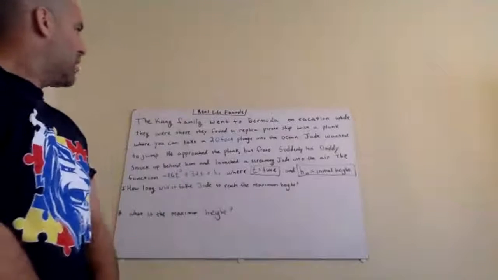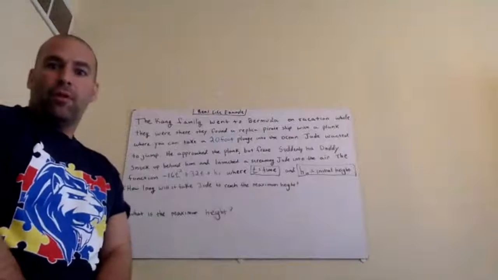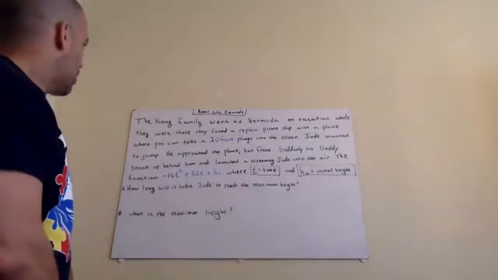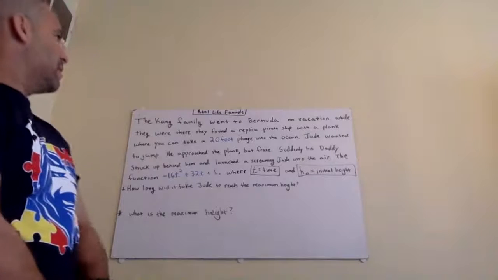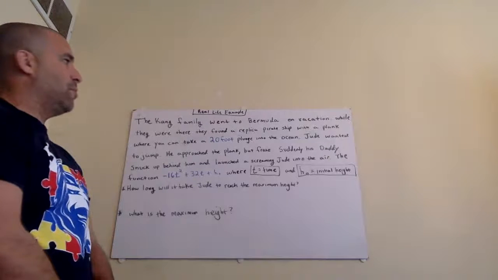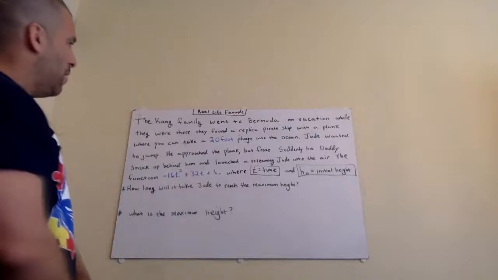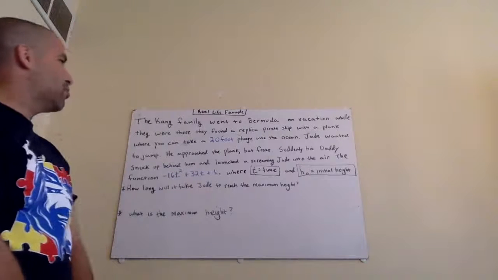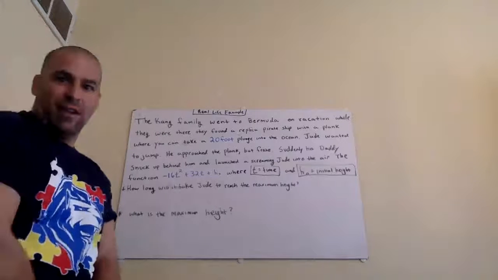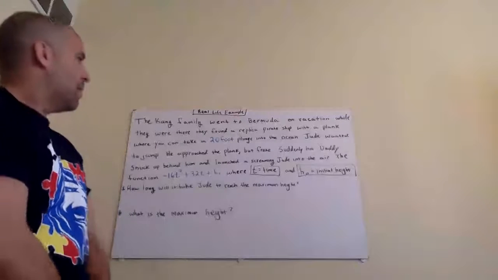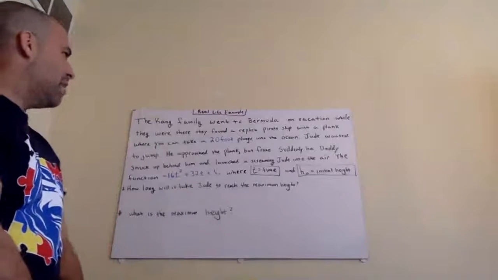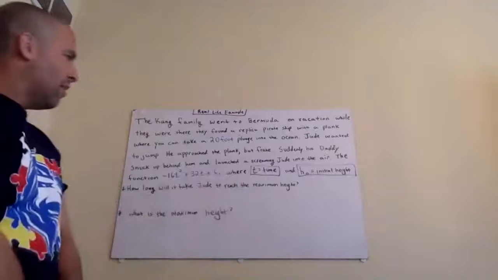Now we're going to take a look at a real-life example that models a quadratic function. The King family went on vacation to Bermuda. While they were there, they found a pirate ship, a plank where you could take a 20-foot plunge into the ocean. You stand there, frozen for a second. Suddenly his sneaky daddy snuck up behind him and launched Jude into the air.